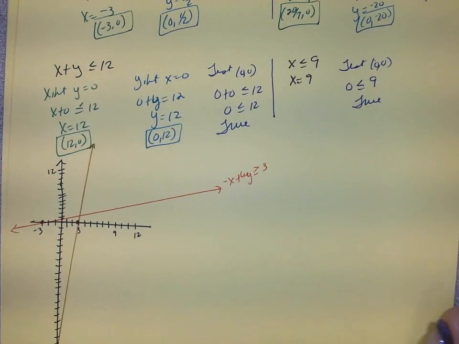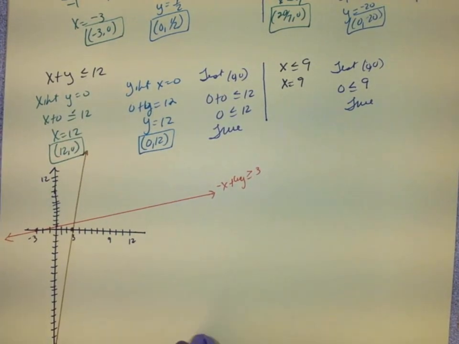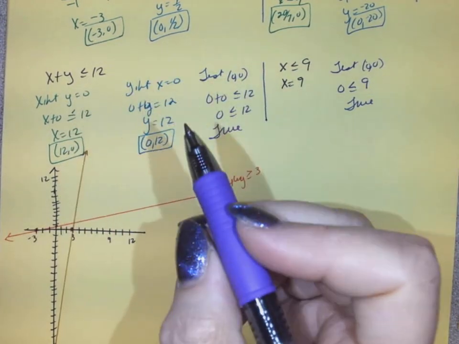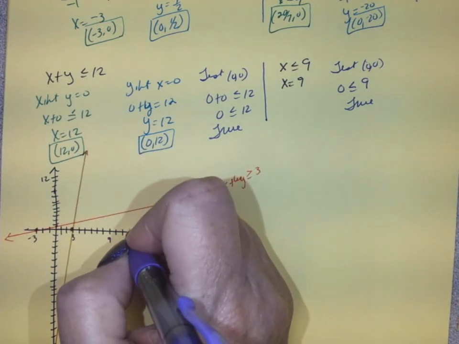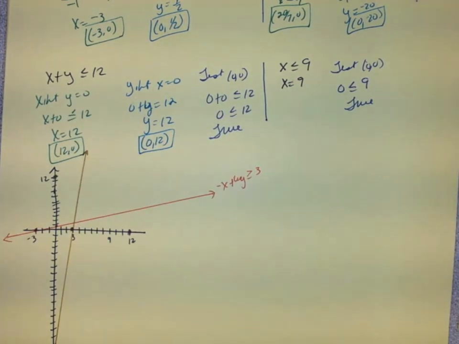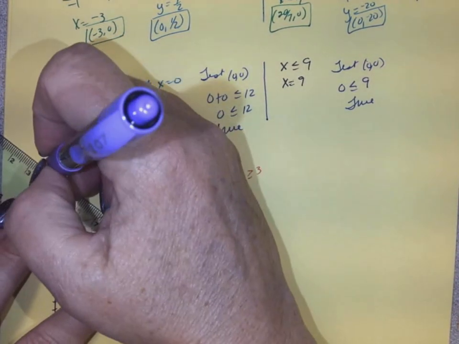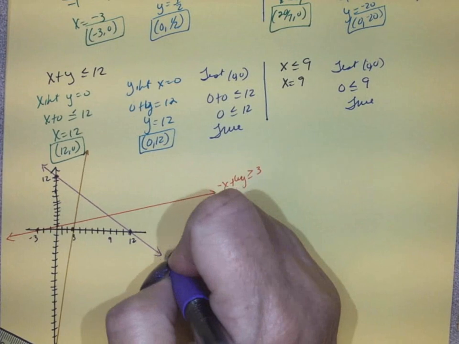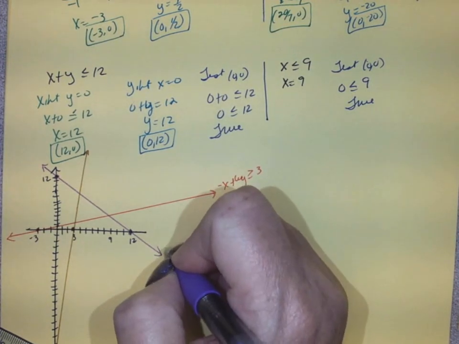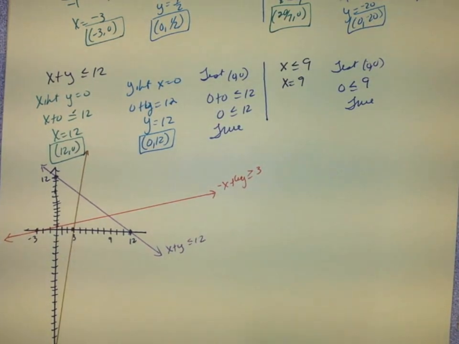All right, the next line we have is x plus y less than or equal to 12. So we're going to do that in purple. So we have 12 for our x-intercept and for our y-intercept. Okay, so let's graph both of those. So we've got x plus y less than or equal to 12. And then we're going to use pink. Hopefully it'll show up a little bit different.